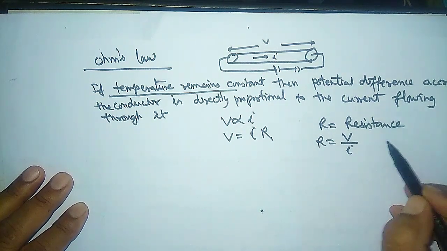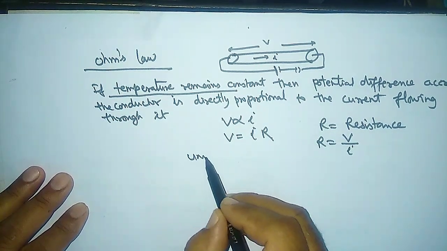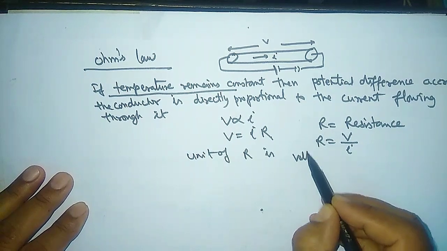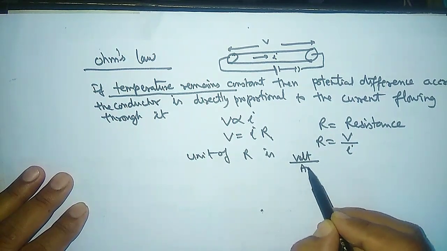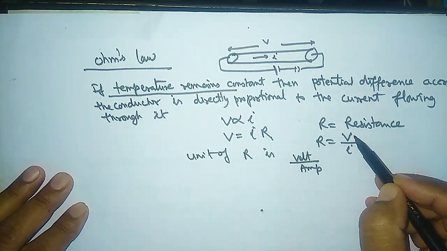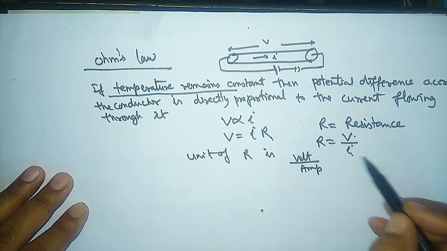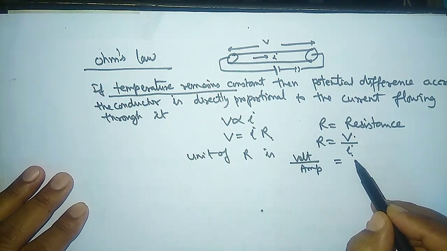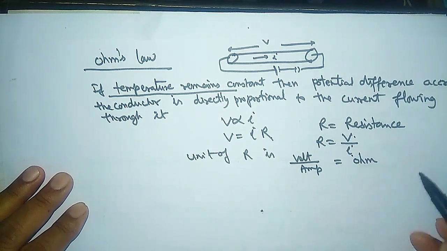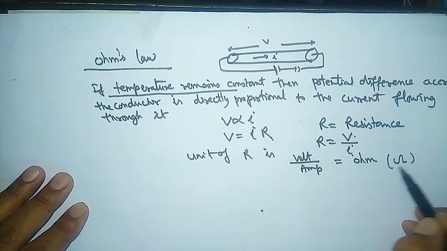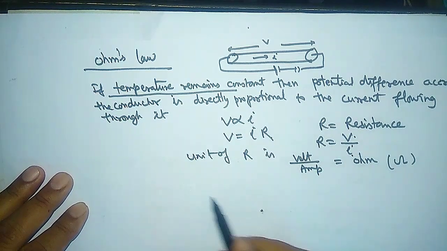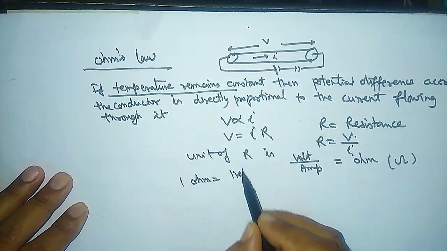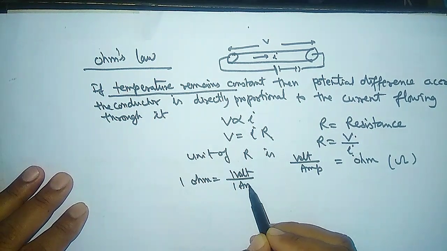What is the unit of R? The unit of R is volt upon ampere. V means volt, I is the current in ampere. So volt per ampere is also known as the ohm. Its symbol is omega, a Greek letter. So we can say 1 ohm is equal to 1 volt upon 1 ampere.